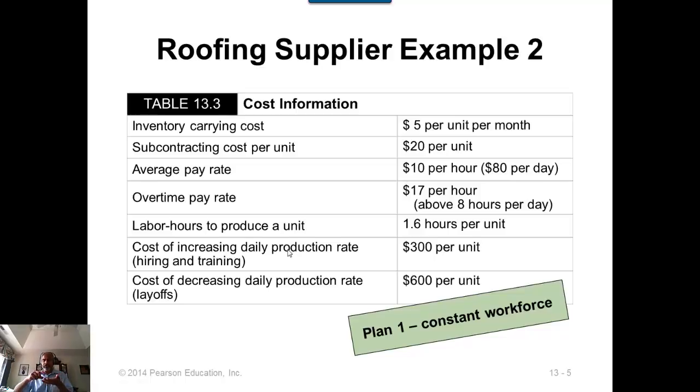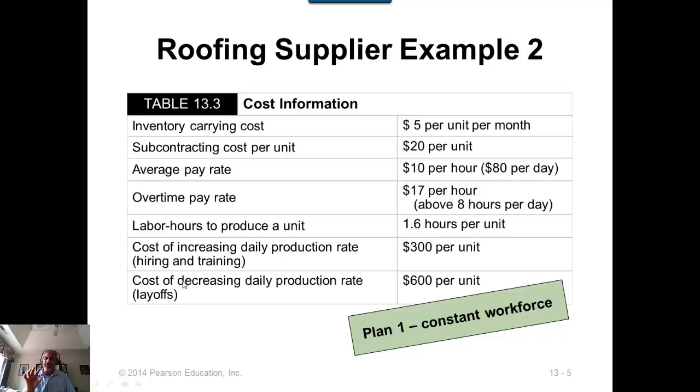And the cost of increasing the production rate is $300 per unit. So if you set the production rate at 50 units a day and you increase it to 51, that's going to cost you $300. The cost of decreasing, so from 50 units a day you want to decrease it to 49, will be at the rate of $600 per unit. So these are hiring and firing costs.